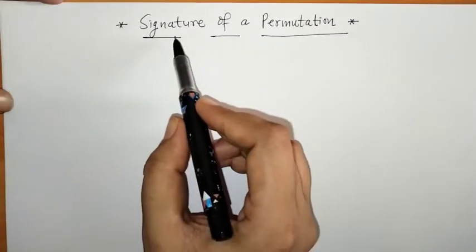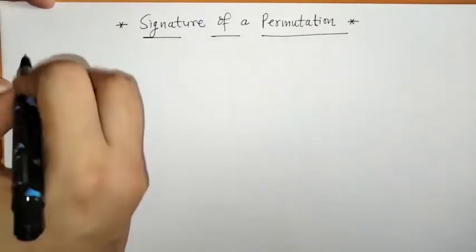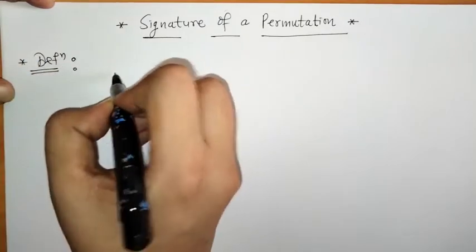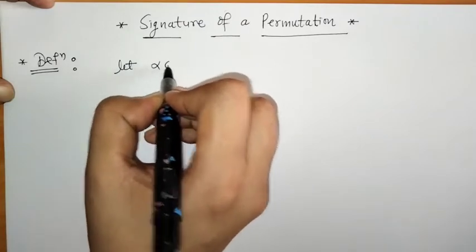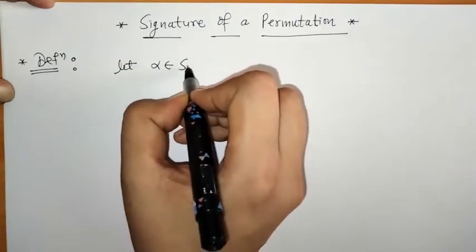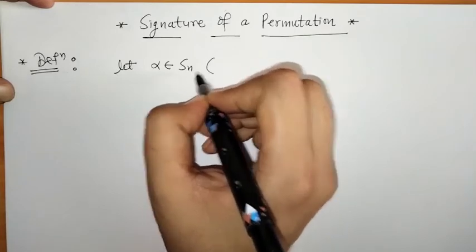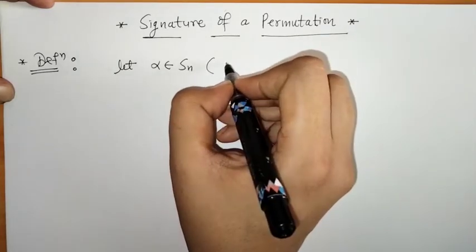Today we have to discuss signature of a permutation. So first here we will define this. Let's consider if we have given any permutation, alpha belongs to this set Sn, where this set Sn is the set of all permutations.